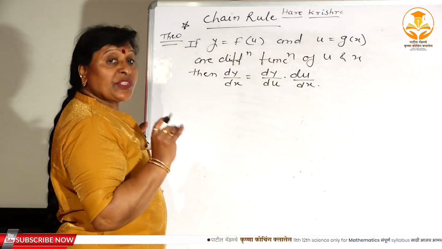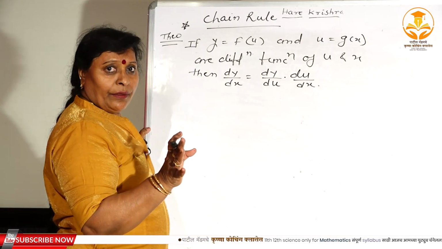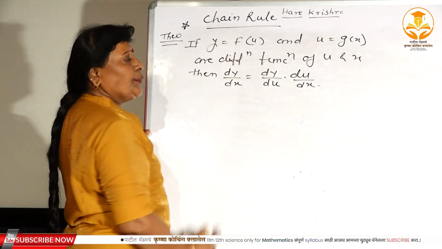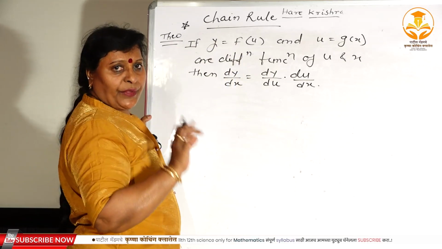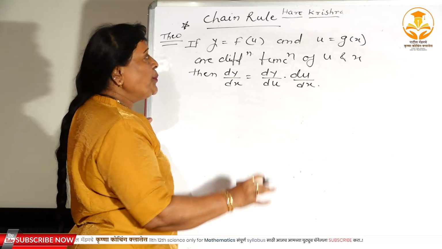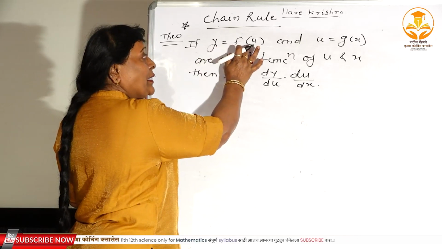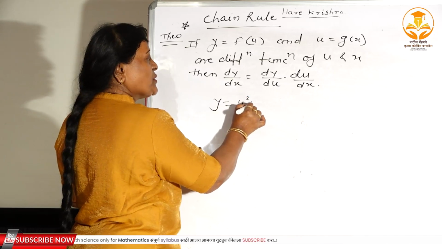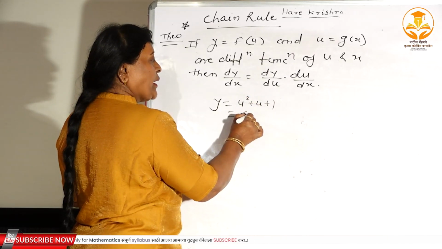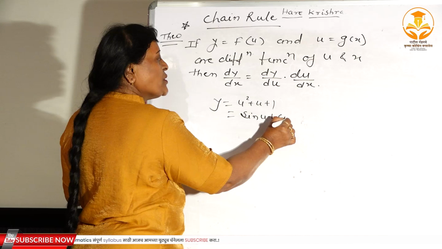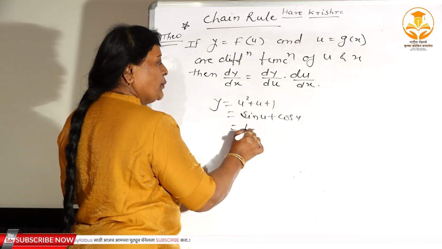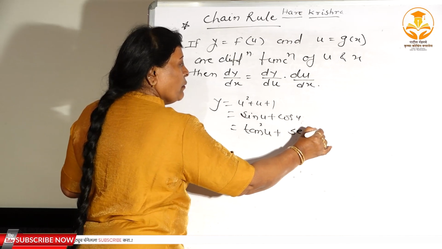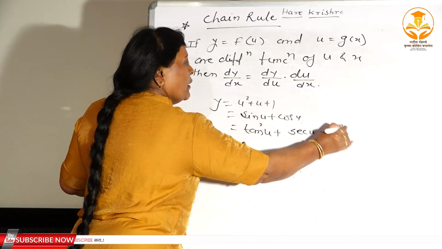Now see the statement. First you have to understand what the statement is. y is equal to f of u means what? y is a function of u. y is a function of u means what here? y is entirely expressed in the form of u, like this: y is equal to u square plus u plus 1, or y is equal to sin u plus cos u, or y is equal to tan square u or sec u, then comes u square, like this.